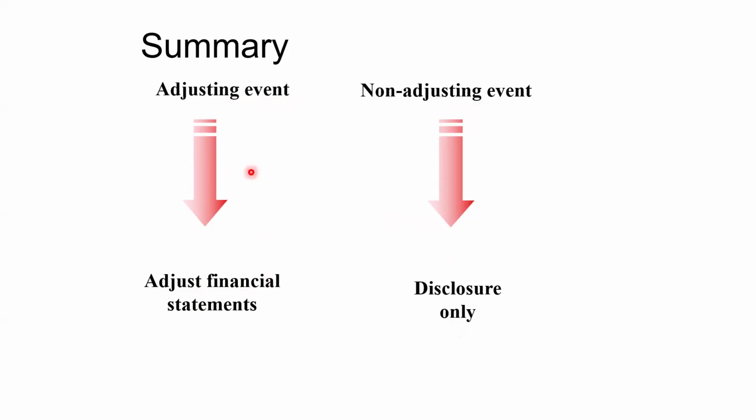And how will you know if an event is an adjusting event? If it's giving evidence of a condition that existed at the reporting date. If it's not an adjusting event, then the event only arose after the reporting period. You only disclose non-adjusting events. You will adjust the financial statement to reflect adjusting events. This is what we have learned.